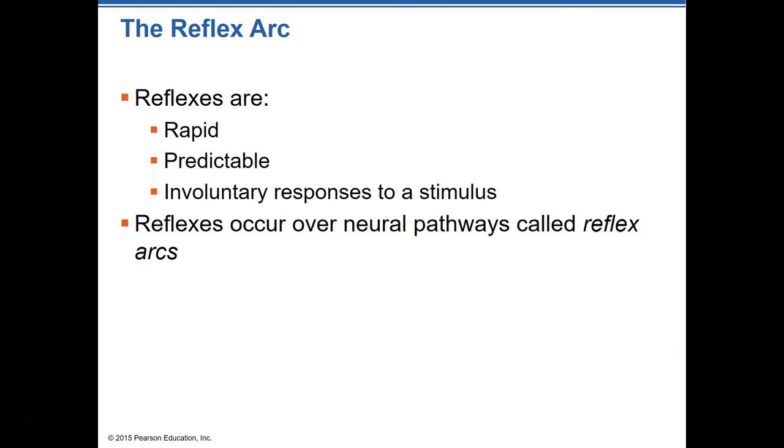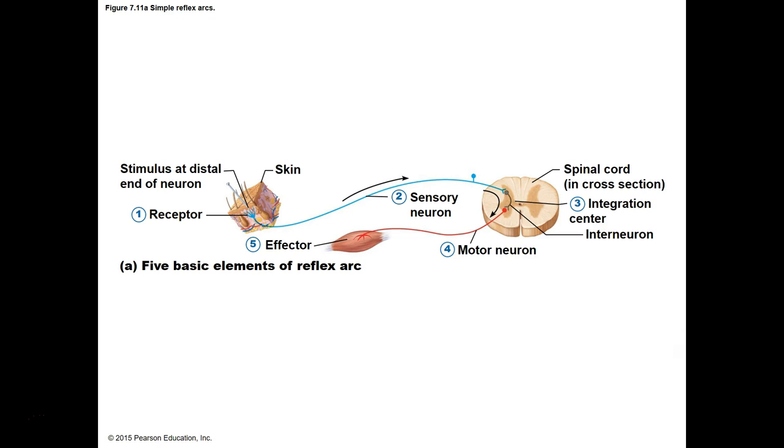All right, so the body has some reflexes as well, some built-in reflexes. I talked about these briefly, but the great thing about these is that they're rapid. They are predictable, but they're involuntary, and they're a response to a particular stimulus. These happen over natural neural pathways called reflex arcs. And we've looked at these just a little bit before.